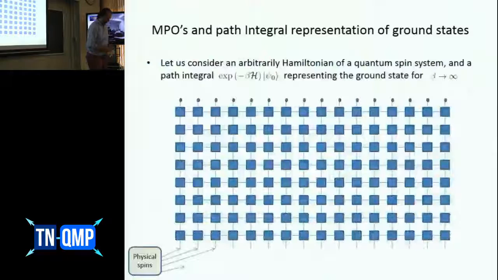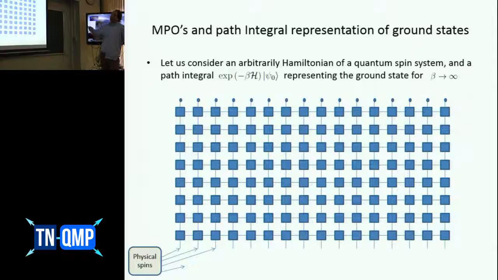Okay, different thing, like path integral representations of ground states. How do these matrix product operator things come out there? So let's, for example, consider an arbitrary Hamiltonian with nearest neighbor interactions for a quantum spin system. And then the typical way that people in quantum field theory look at such problems is they say, hi, let's write down the path integral and let's try to find out what this is.